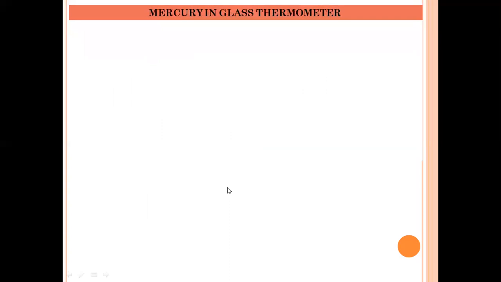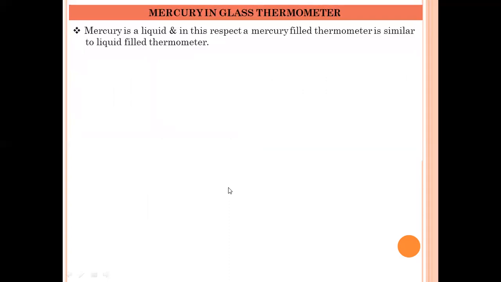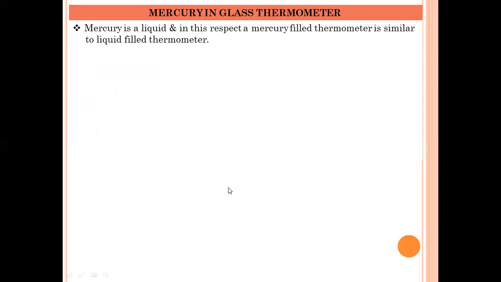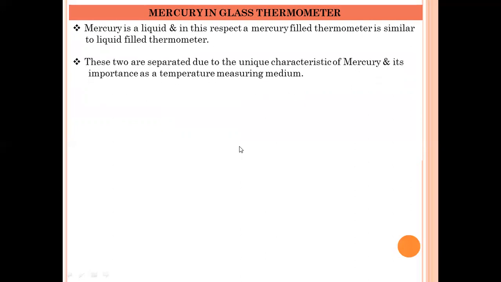Mercury in glass thermometer. Mercury is a liquid. In this respect, a mercury filled thermometer is similar to the liquid filled thermometer, only the sensing liquid is different. Here, mercury is used as the sensing liquid. These two are separated due to the unique characteristics of mercury and its importance as a temperature measuring medium.